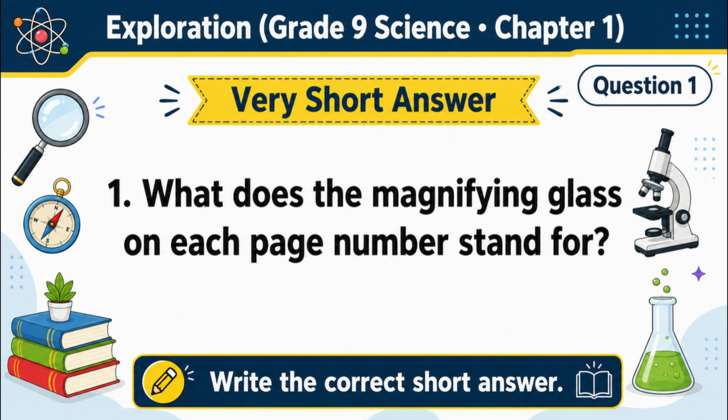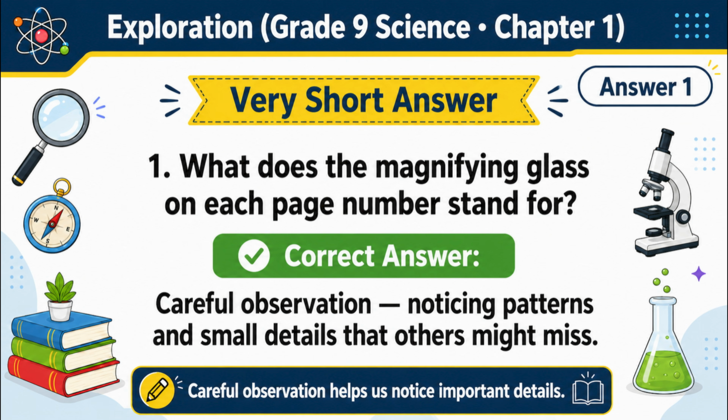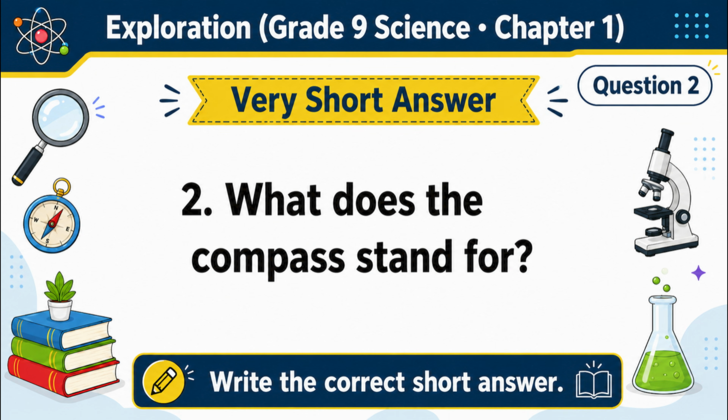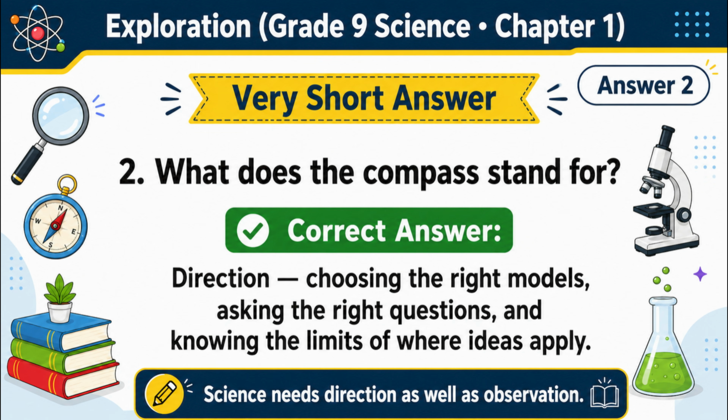Very short answer. 1. What does the magnifying glass on each page number stand for? Careful observation, noticing patterns and small details that others might miss. 2. What does the compass stand for? Direction, choosing the right models, asking the right questions, and knowing the limits of where ideas apply.